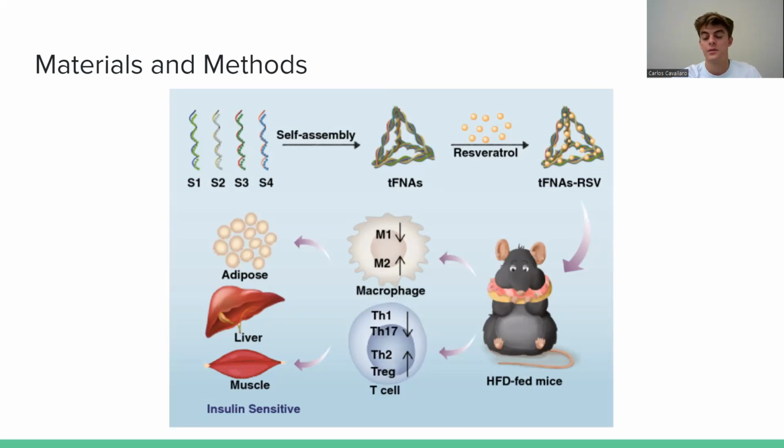And so then after performing these tests, they took the blood glucose levels from the tail vein of each of the mice. This is what allowed them to do the test. So that was the main materials and methods.